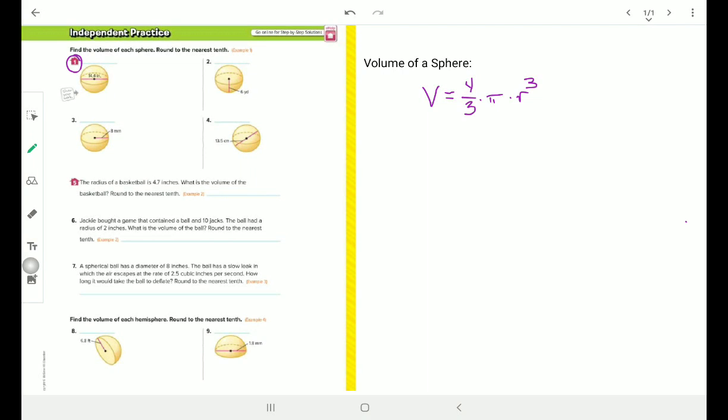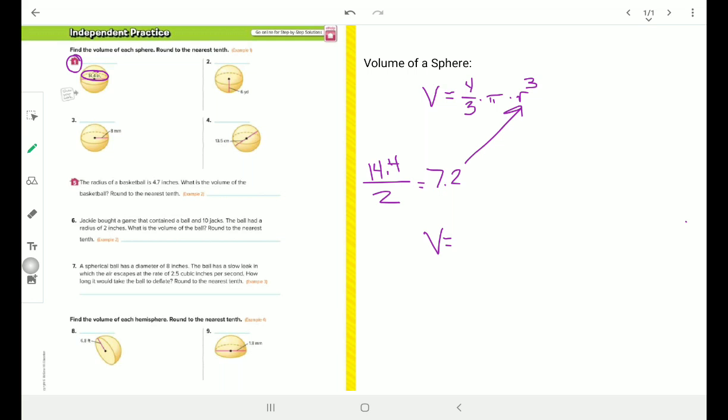If you already know the radius, remember the radius is the distance from the middle to the edge of your circle, or in this case, a sphere. But if it goes all the way across, that's your diameter. So if I'm finding the radius, I need to take the diameter and divide it by 2 if the diameter is given to me. In number 1, I'm given the diameter, 14.4, and I divide that by 2 to get my radius, which is 7.2. Now I can plug that in for R here.